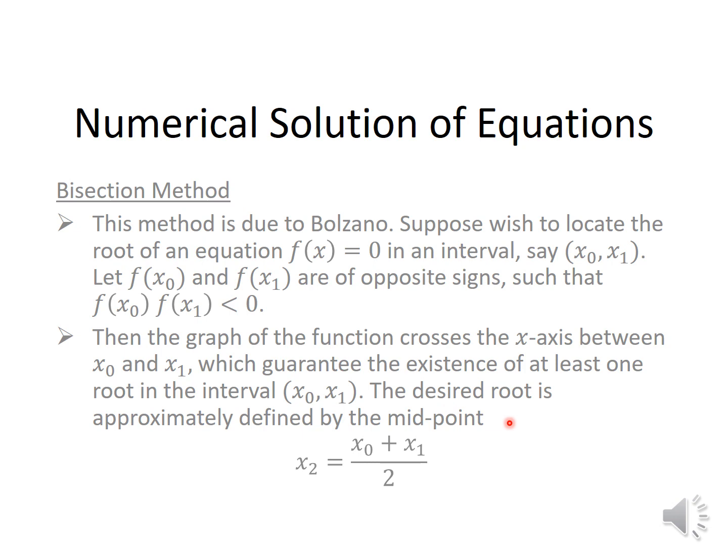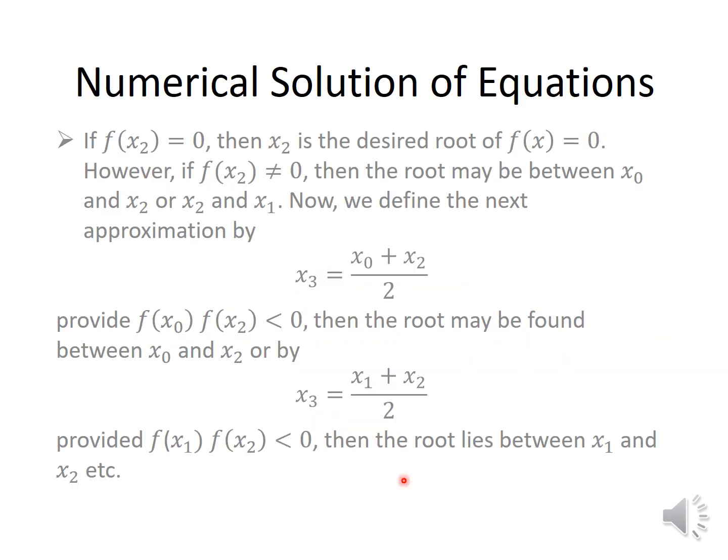The desired root is approximately defined by the midpoint x2 equal to (x0 plus x1) divided by 2. If f(x2) equal to 0, then x2 is the desired root of f(x) equal to 0. But if f(x2) is not equal to 0, then the root may be between x0 and x2 or x2 and x1.